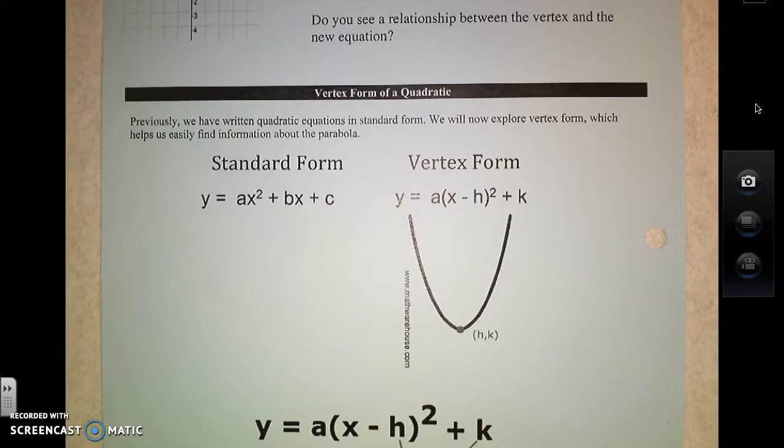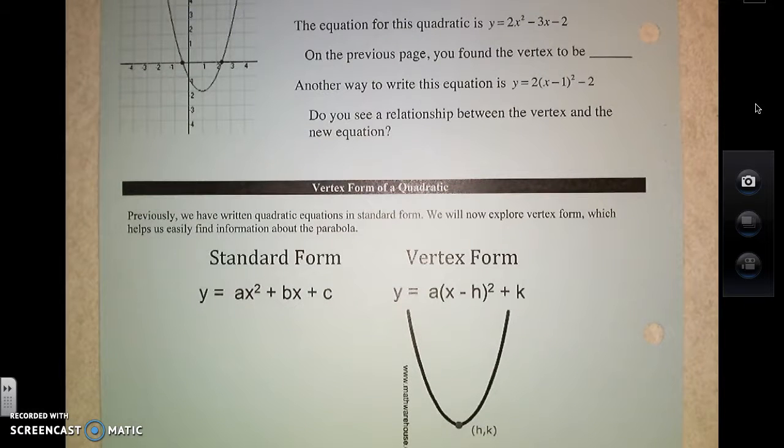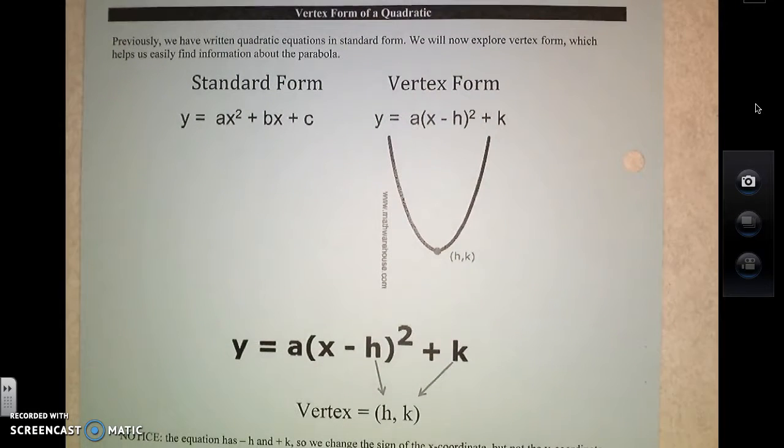I am on page 43 in your packet. You can see there's a little bit of a question at the top that we're actually going to skip for now. We're going to start where it says vertex form of a quadratic. Again, this is page 43. What you need to understand today is the difference between standard form and vertex form, what vertex form tells us about a parabola, and how we can convert between the two forms. So if I have standard form, I can go to vertex form and vice versa.